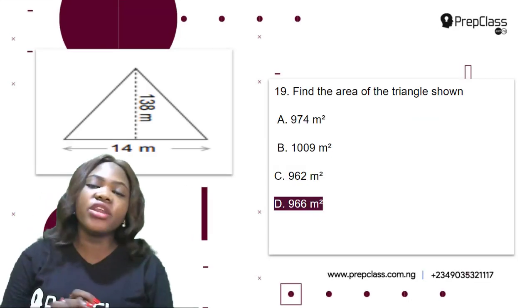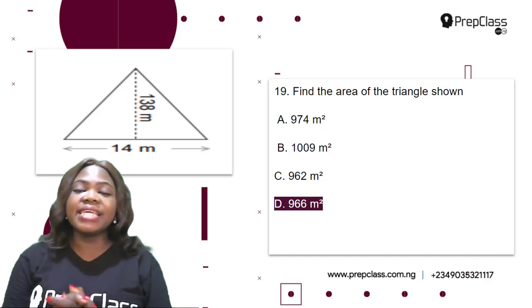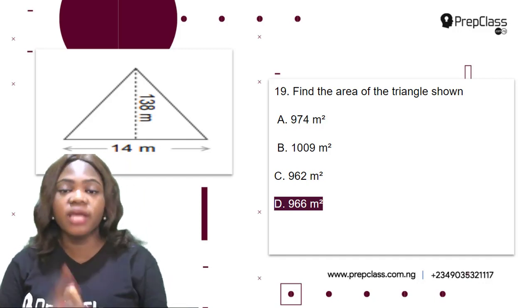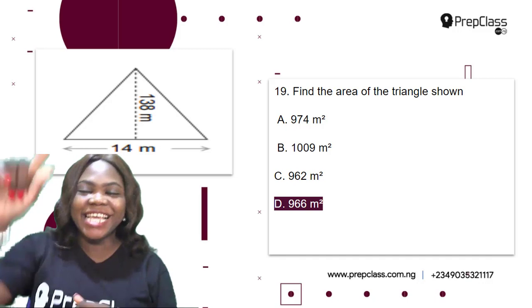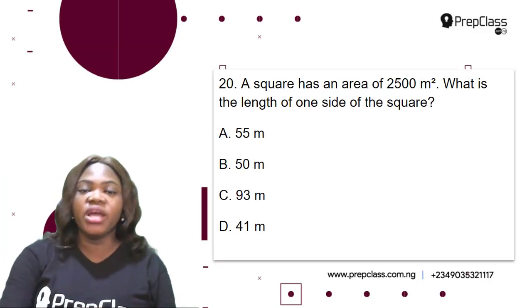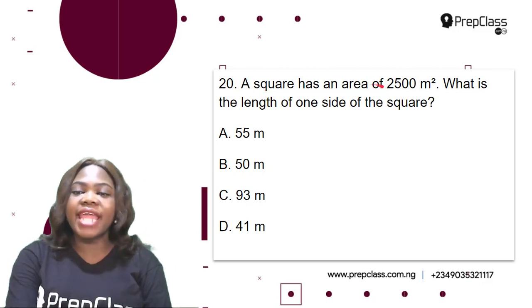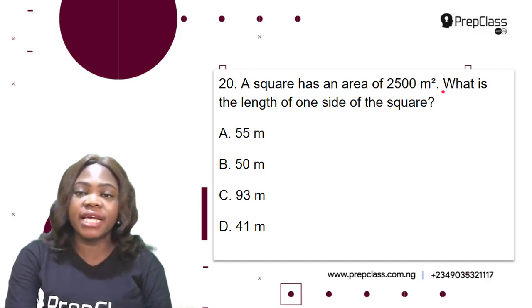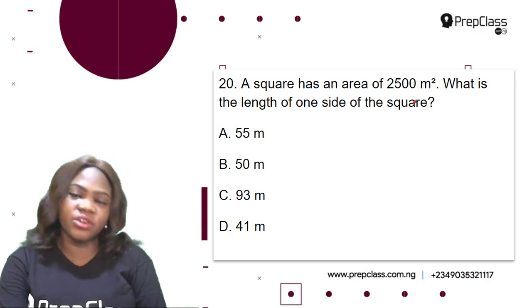So which of the following options is correct? The answer is 966 meters squared. So the correct option is D. Check. Now, question 20, which is the last question in this video. A square has an area of 2,500 meters squared. What is the length of one side of the square?